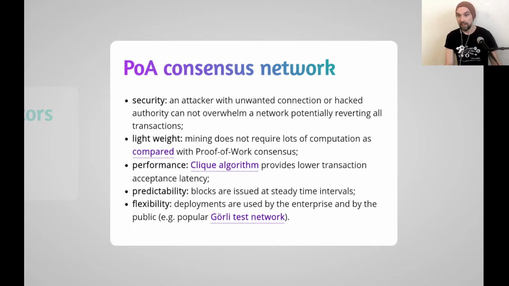The general advantages of the POA consensus network are, of course, it's a secure network. It's lightweight, I mean mining does not require lots of computation as compared with a proof of work consensus. It's a high performance network, with high predictability and high flexibility. Deployments are used by enterprise and by public. For example, you can deploy it to the public Goerli network or Ropsten or other public network.